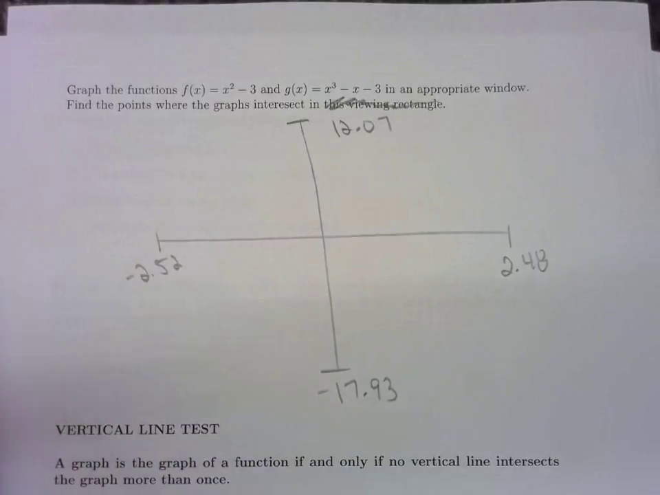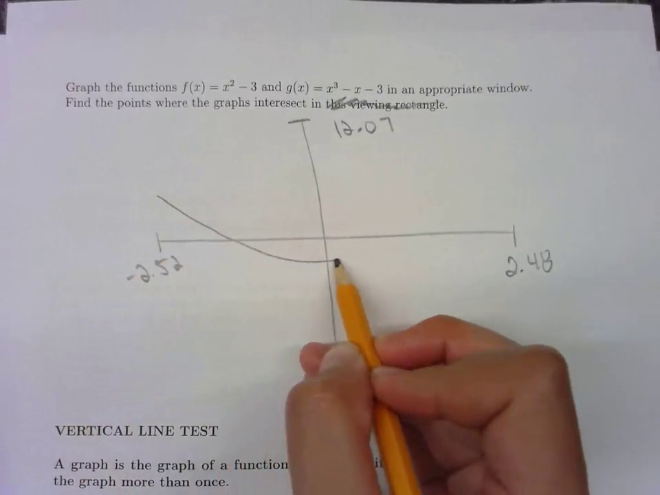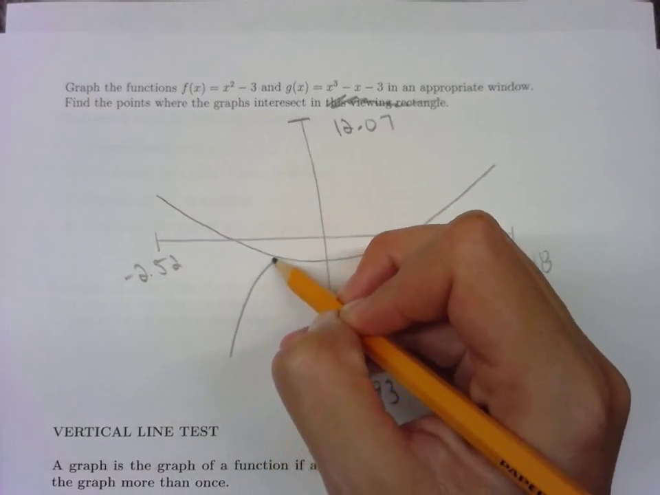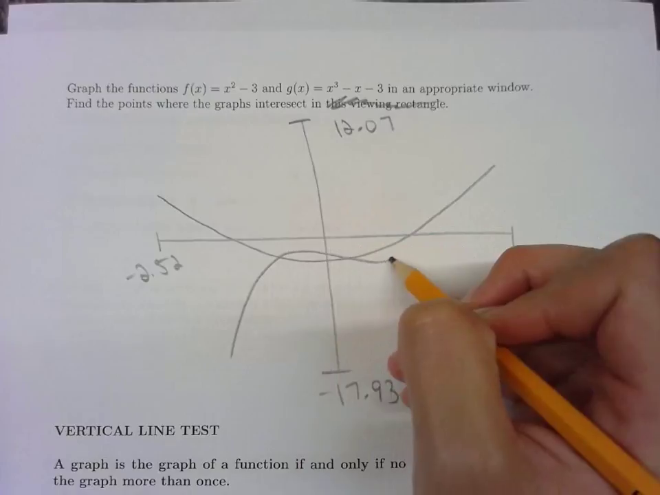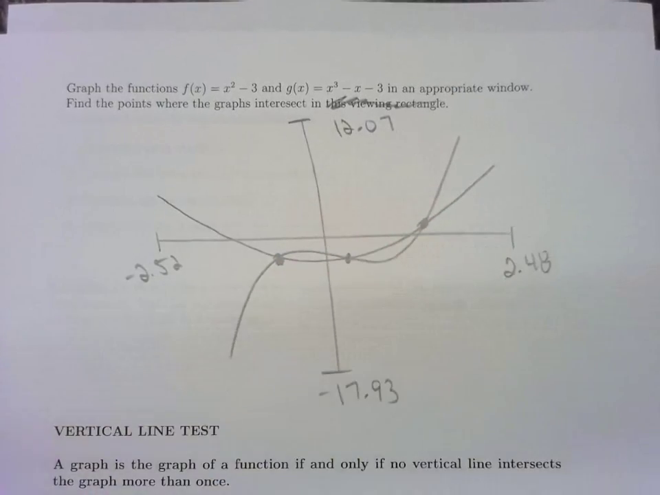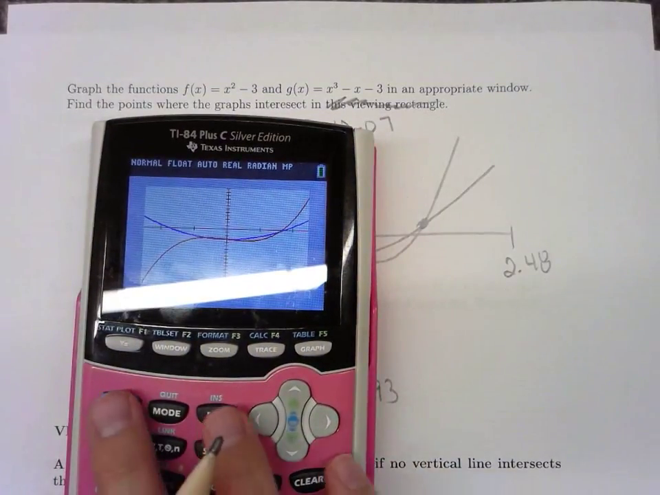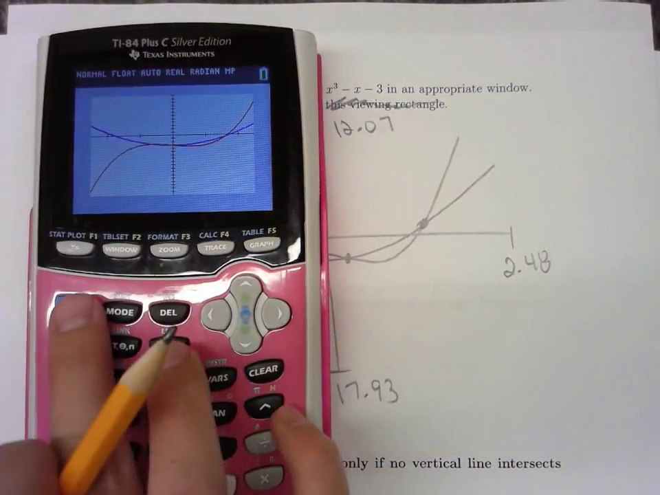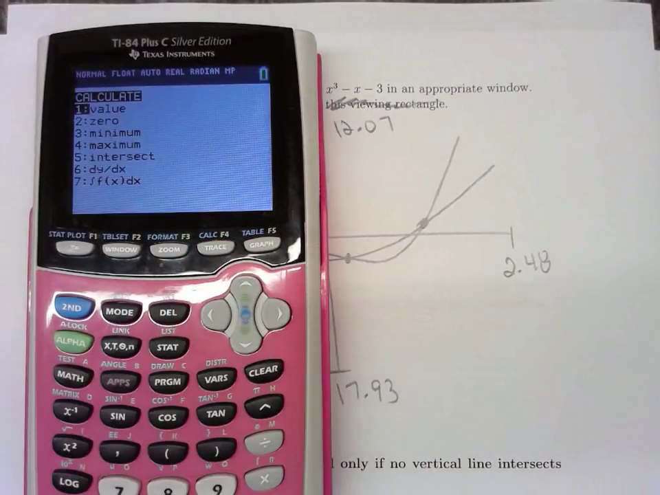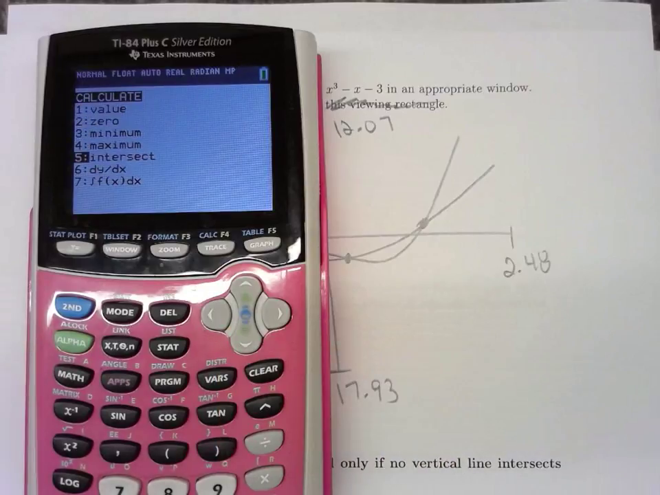Okay, and I just want to draw that picture approximately, which looks like this. Okay, so it intersects here, comes back down, and about here. Okay, so we have 3 places here. Okay, so we want to find those intersection points. The calculator can do this for us. So if you go to second, trace, you see calculate is behind that. And we want to go down to intersect.